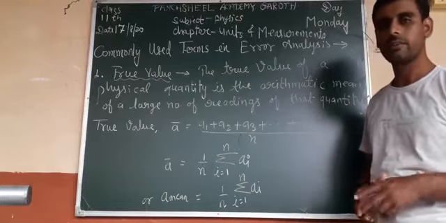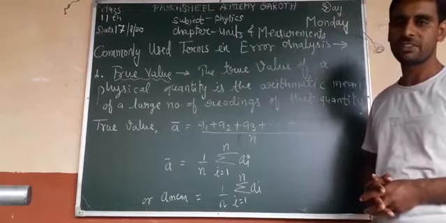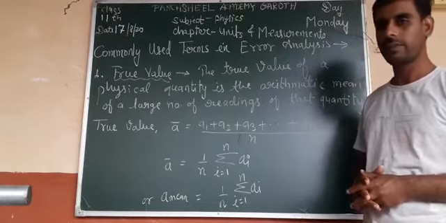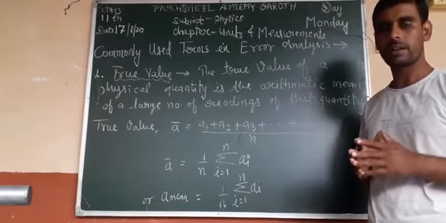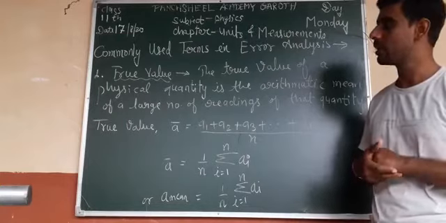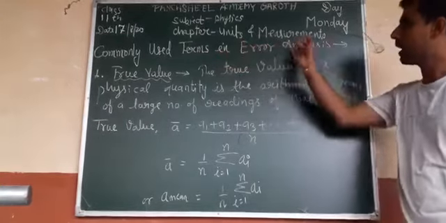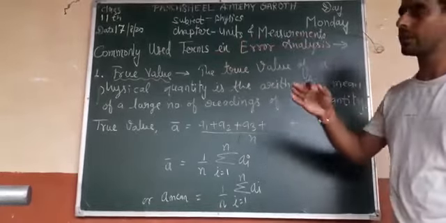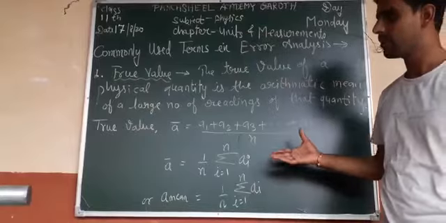And what is error? It is the difference between true value and measured value. We also discussed types of error: random error, systematic error, and their subtypes. Now, some commonly used terms in error analysis. For doing the analysis of error, there are some common terms used in measurement.